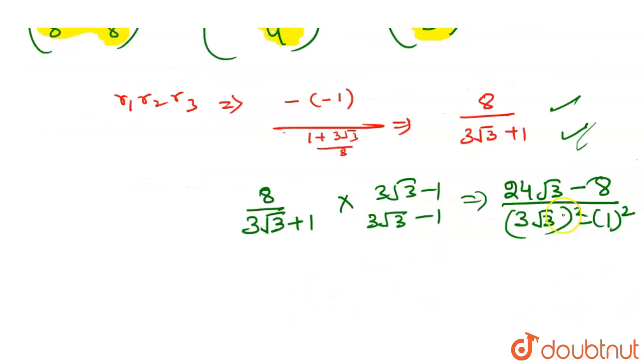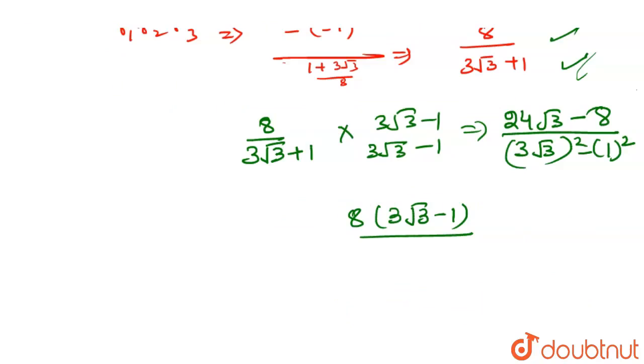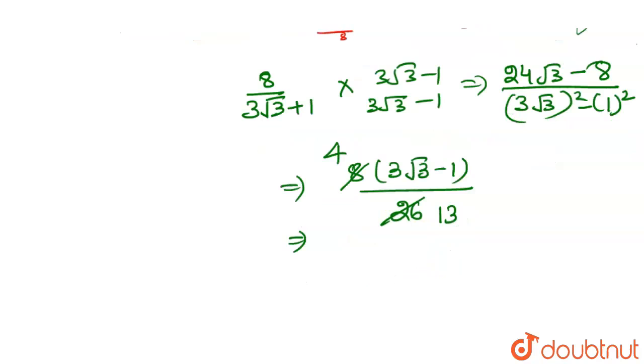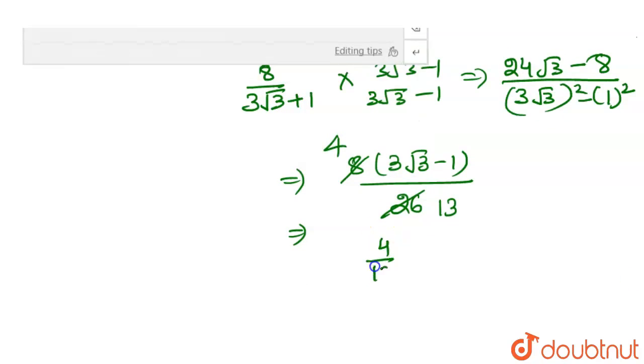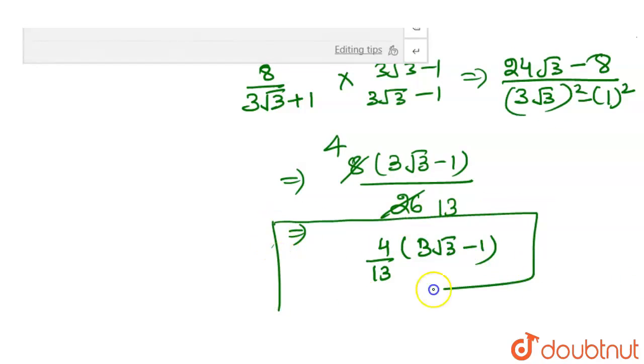This will give us, let's take 8 common. We will have 8 of 3 root 3 minus 1 upon, this will make it 3 3s are 9, 9 3s are 27, 27 minus 1 is 26. So this will be our answer. So after simplifying it, we will get 4 upon 13, so 4 upon 13 into 3 root 3 minus 1 is the required answer.